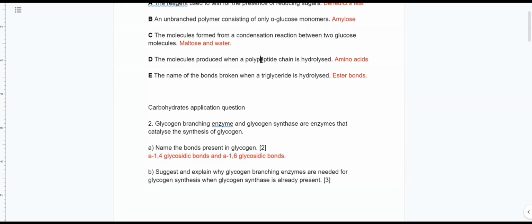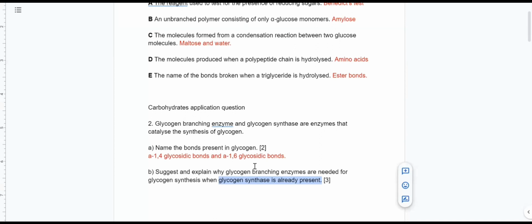Okay, part B is slightly more difficult and interesting. It asks us to suggest and explain why glycogen branching enzymes are needed for glycogen synthesis when glycogen synthase is already present. So take note of this important criterion mentioned in the question. The question isn't asking you to give a generic explanation of why enzymes are needed to catalyze the synthesis of glycogen, because the question specifically asked you to consider the fact that glycogen synthase is already present. So why do I still need a different type of enzyme to synthesize glycogen, right?